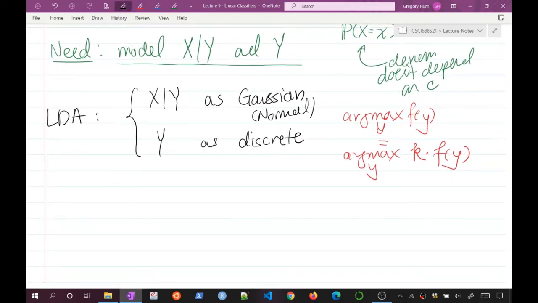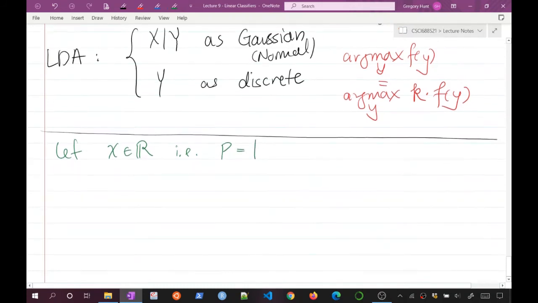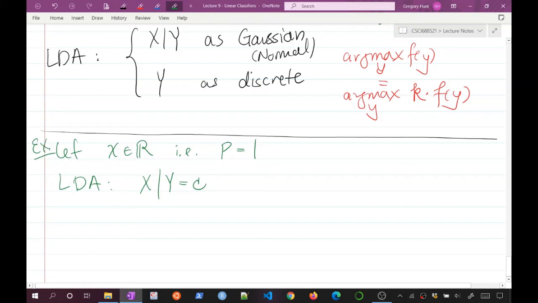Let's look at it for a one-dimensional case. Let's say our covariates, our x, is just some real number, i.e. the dimension of our covariates is 1, so p is 1. What LDA is going to do, in this example, is say that x, our one-dimensional, univariate random variable, has the following distribution. Given that the class is class C, we're going to model it as normally distributed with some mean mu that depends on the class, and some variance sigma squared that doesn't depend on the class. It's going to be the same for all classes.